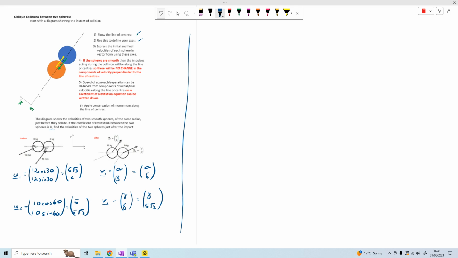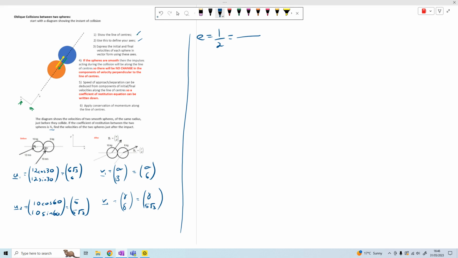Okay, now I'm going to use my two things. I'm going to use my coefficient of restitution, and I'm going to apply conservation of momentum. So let's start with coefficient of restitution. So I've got E is a half. Now it should be my speed of separation over my speed of approach. Okay, so my speed of separation, okay, in the diagram that they've given me here, okay, they're both moving in the same direction.